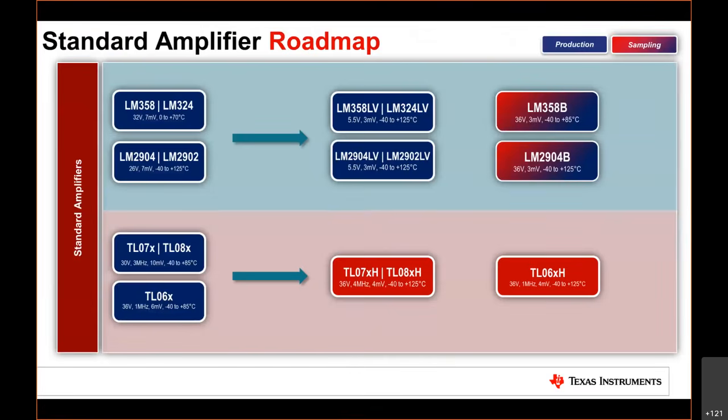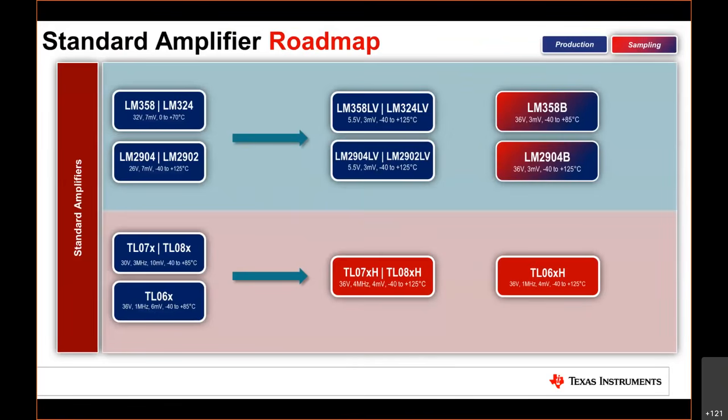And then lastly, the third product category that I'll go into is the standard amplifier refresh. So if you're familiar with any general purpose amplifiers, it's probably the ones on the left side of the screen, the LM358 and 324 dual and quad packages, and then the wider temperature LM2904 and 2902, the -40 to 125 devices. And then below that, the TL07, 8, and 6X devices, popular JFET high voltage devices.